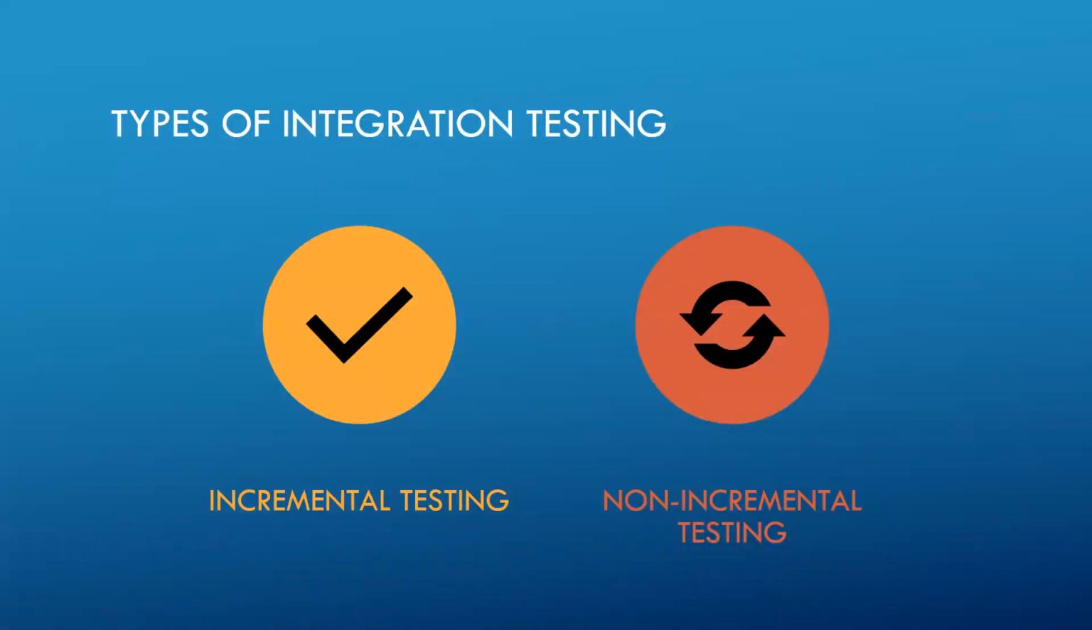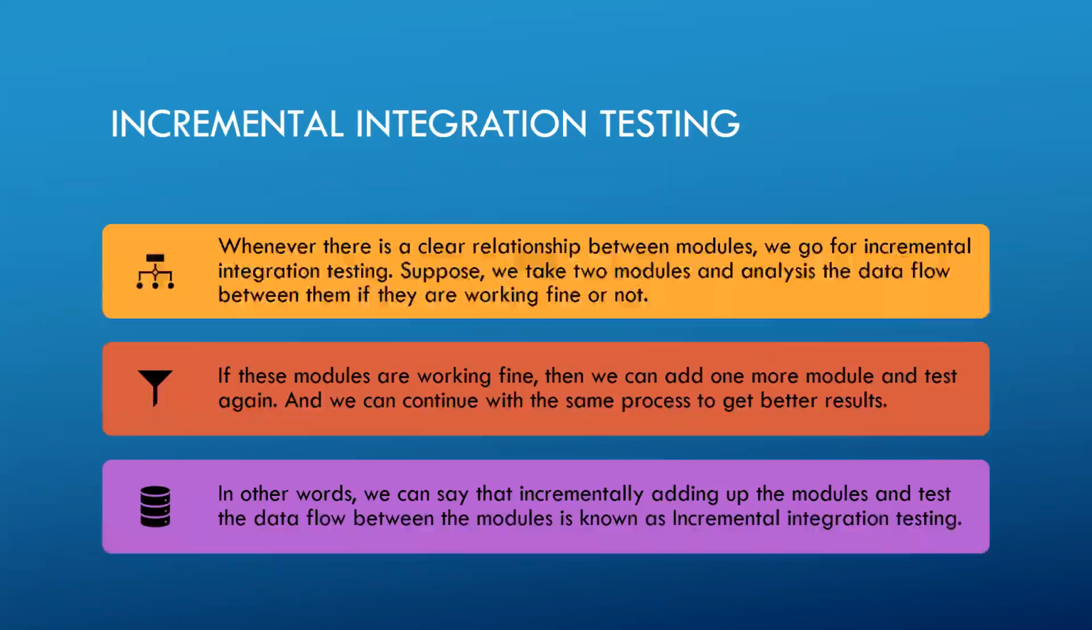So types of integration testing: here we have incremental testing and non-incremental testing. In incremental testing, we have bottom-up and top-down approaches. How do we do those? We'll discuss the incremental testing in detail. Whenever there is a clear relationship between two modules, we go for incremental integration. The login page is related to the dashboard. When we enter proper login credentials and click on the submit button, it should navigate to the dashboard. This is how we check the integration between the components.